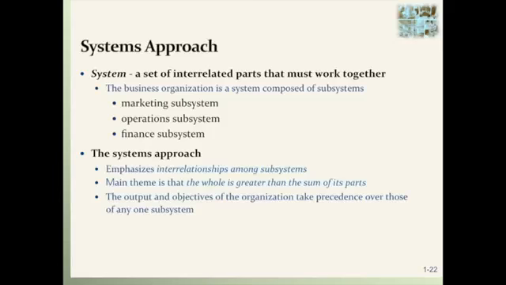So let's talk about the systems approach. A system is a set of interrelated parts that must work together. So we talked about the business organization being composed of three subsystems: marketing, operations, finance. The systems approach emphasizes the interrelationships among the systems. The main theme is the whole is greater than the sum of the parts. The output and the objectives of the organization take precedence over any one system.